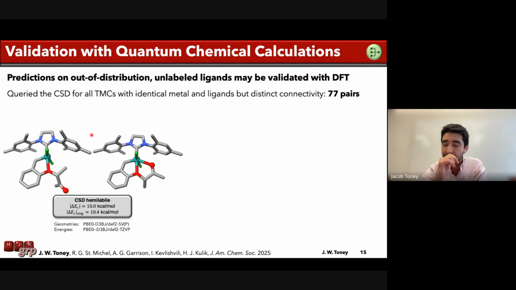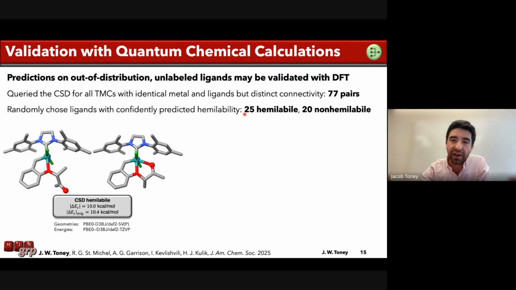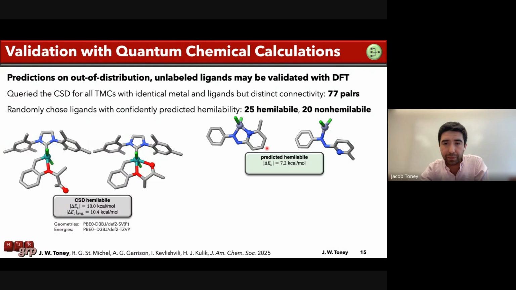And to do this is challenging because we only have the ligands. They were synthesized in different TMC contexts, so it's unfair to compare a different metal with different other spectator ligands. So what we first did is randomly choose ligands that we did not know whether or not they were hemilabile. We didn't have enough data to say for sure. But our model predicted that 25 of them were hemilabile, 20 were not, and it predicted confidently. An example is shown here, one that we really thought was hemilabile.